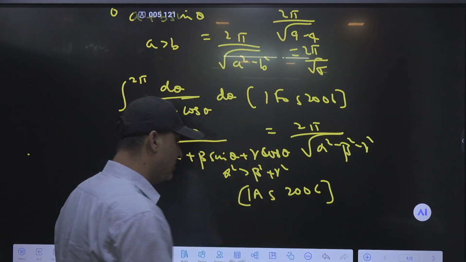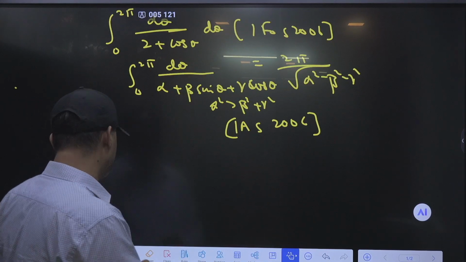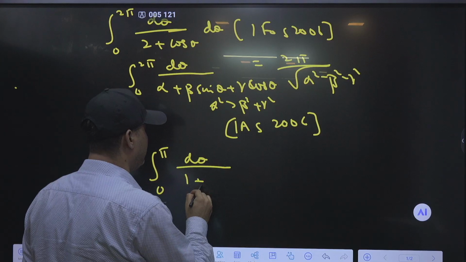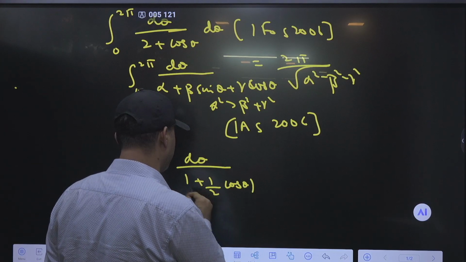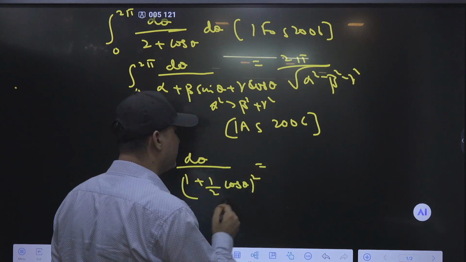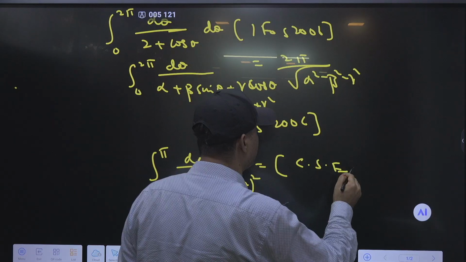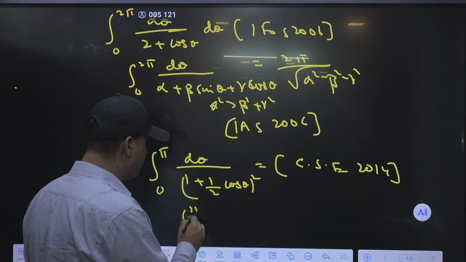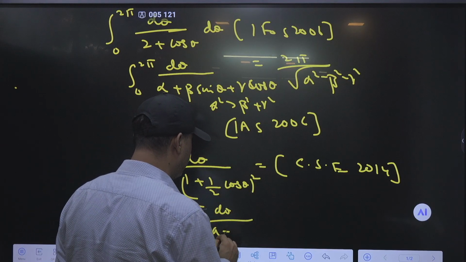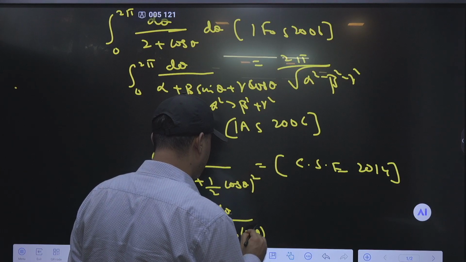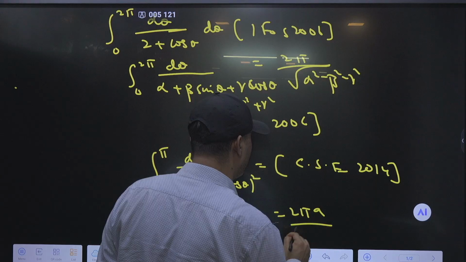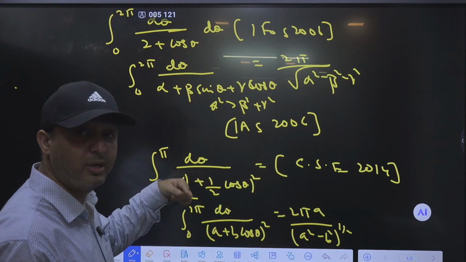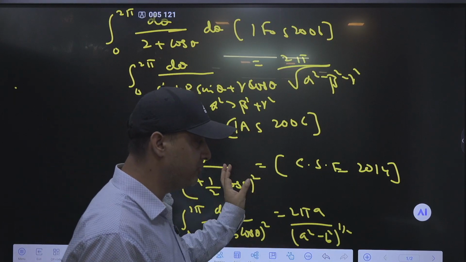2006. Not only that, they have also asked certain questions like this: 0 to pi d theta upon 1 plus half cos theta. So I have quick answers to these questions, and this is a question asked in Civil Services Examination 2014. Now for this we have a quick formula: the integral from 0 to 2 pi of d theta upon (a plus b cos theta) whole square is equal to 2 pi a upon (a square minus b square) to the power 3 by 2. Now this is 0 to pi, so you need to convert it into 0 to 2 pi to make it on a unit circle. You have to keep that in mind.